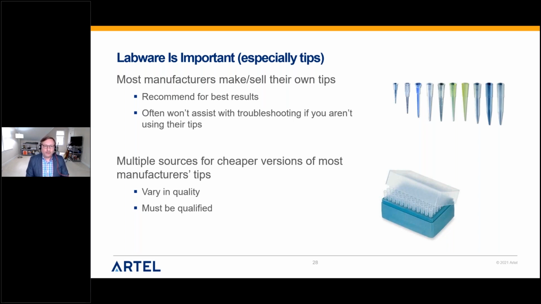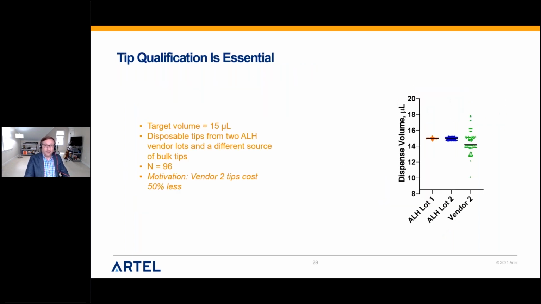I mentioned the labware. This is incredibly important, and it's said that most manufacturers will sell their own tips. They'll make and sell. Those are really the best option, but there's a lot of vendors that sell them as well, and they're typically less costly. They vary in quality, and you've got to qualify those. And what I wanted to talk about here is a pretty easy solution to qualify that.